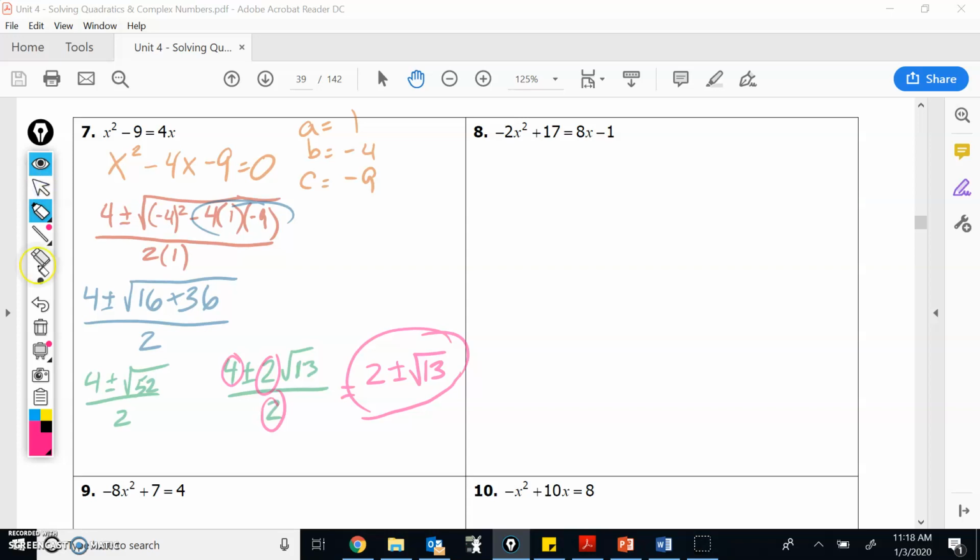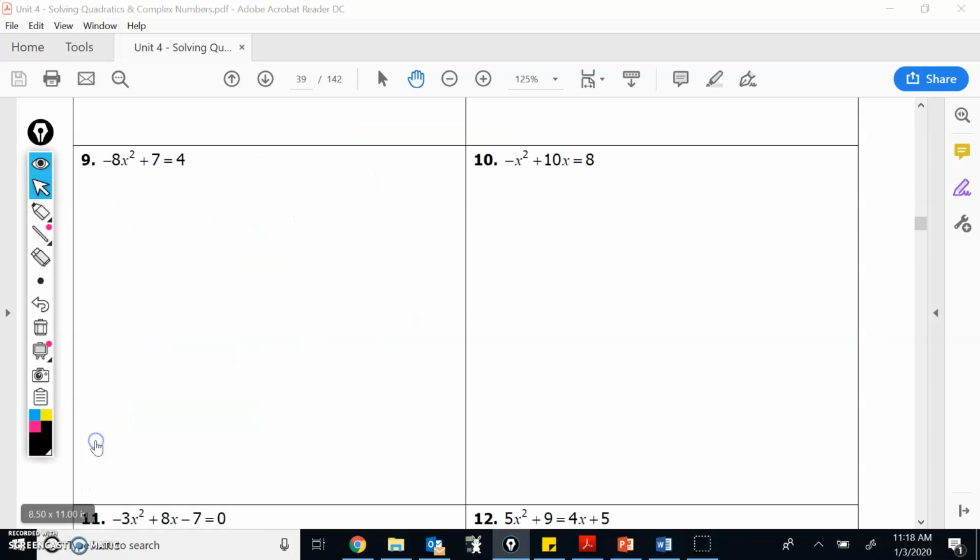Let's go down to number 9. I'm going to write number 9 in standard form first. So we have negative 8x squared, moving over the 4 to get plus 3 equals 0. Here a is negative 8. There is no b, so we write 0. And then c, we write the 3.